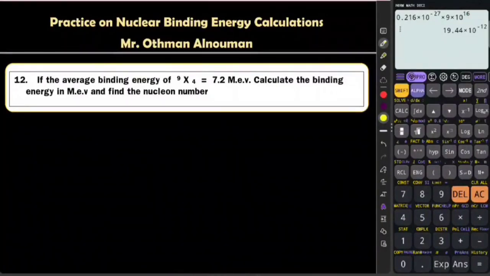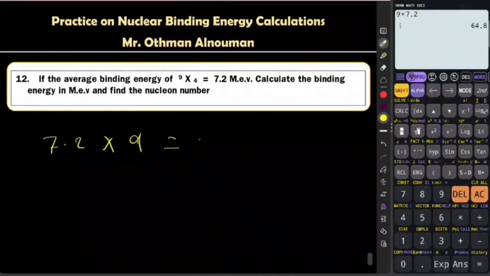The average bonding energy is 7.2 and the nuclear number is 9, and that is going to be right away 9 times 7.2, and that is going to be 64.8 million electron volt.